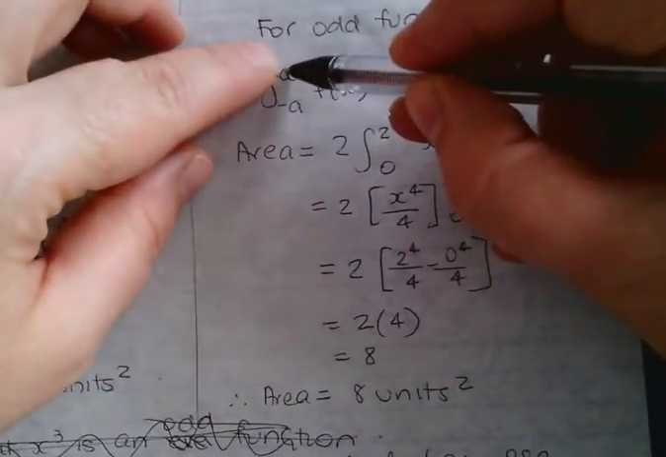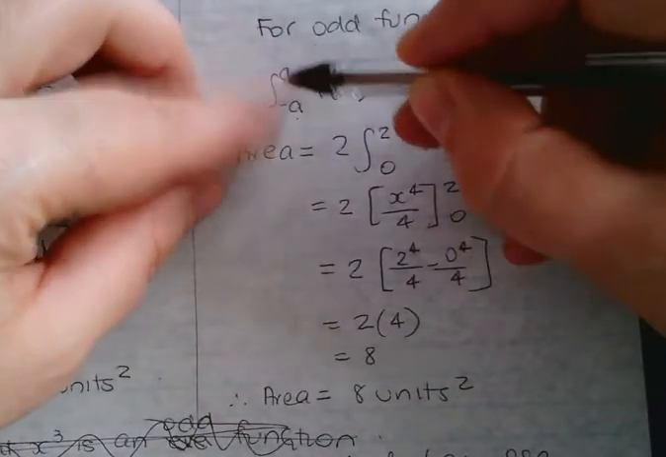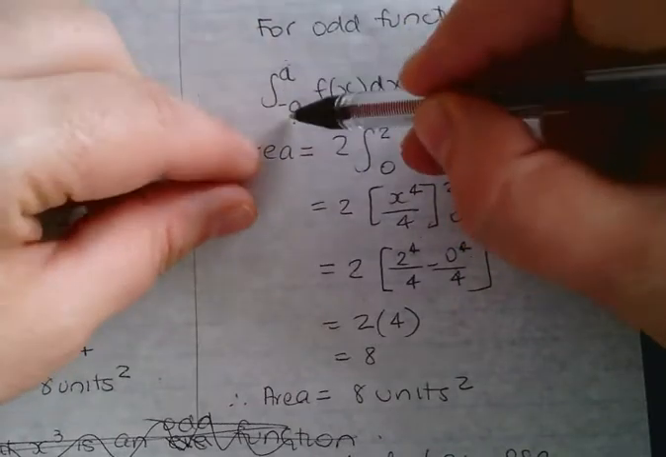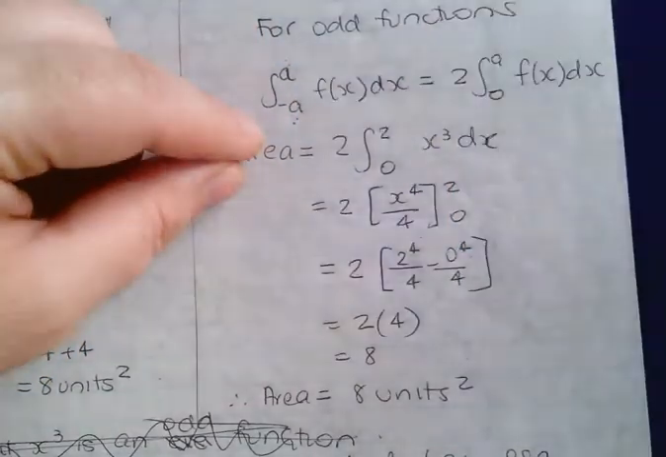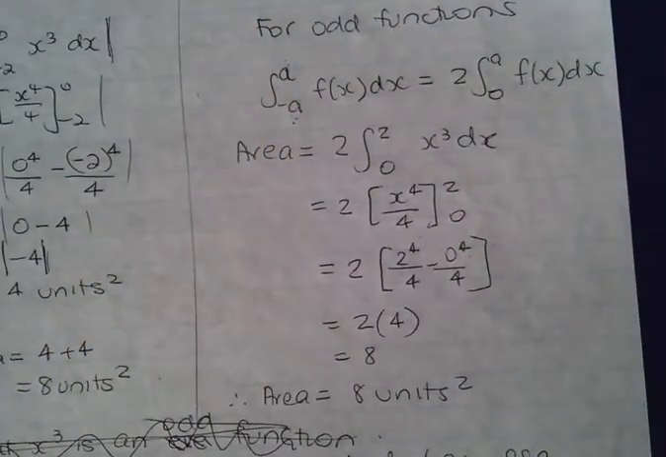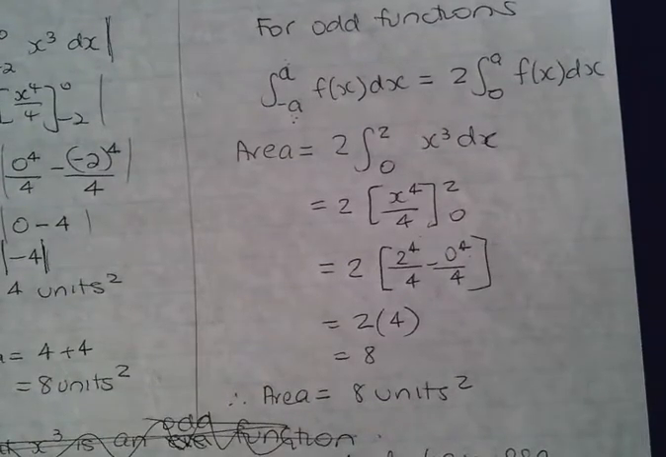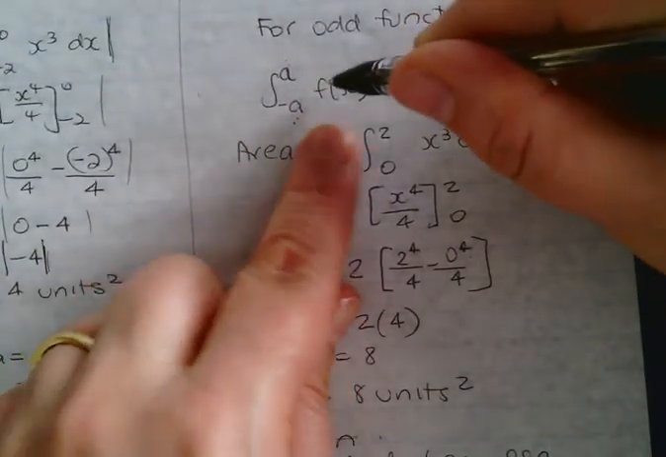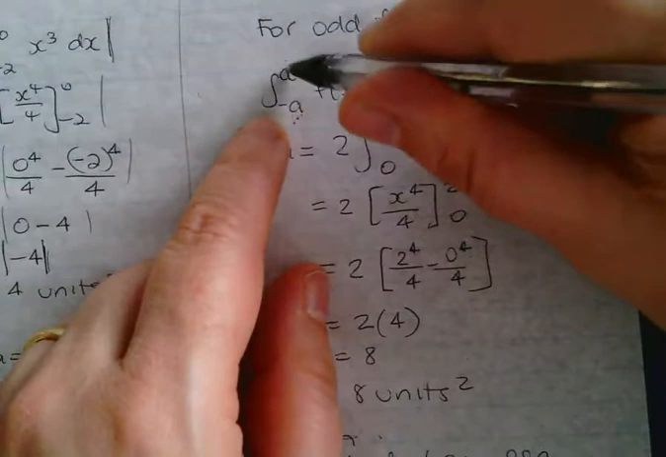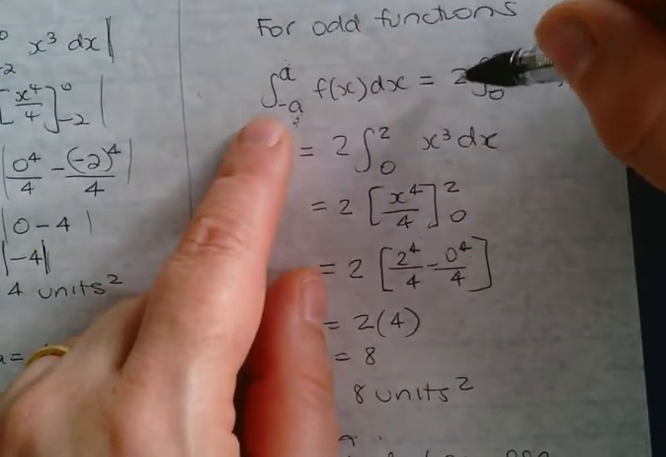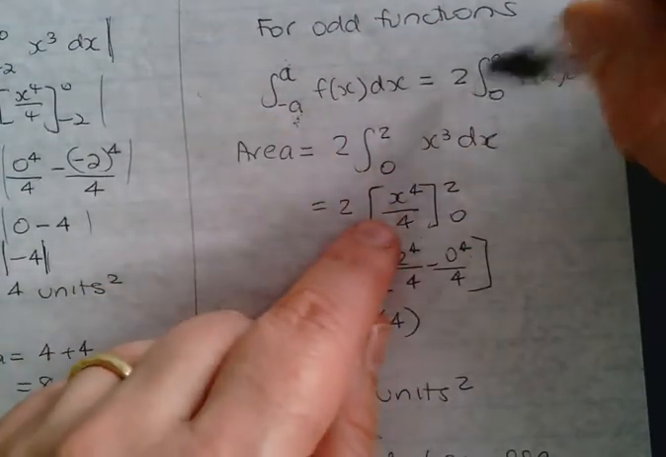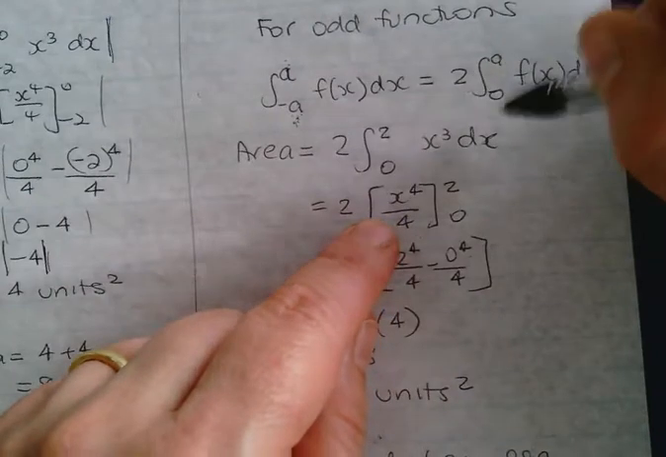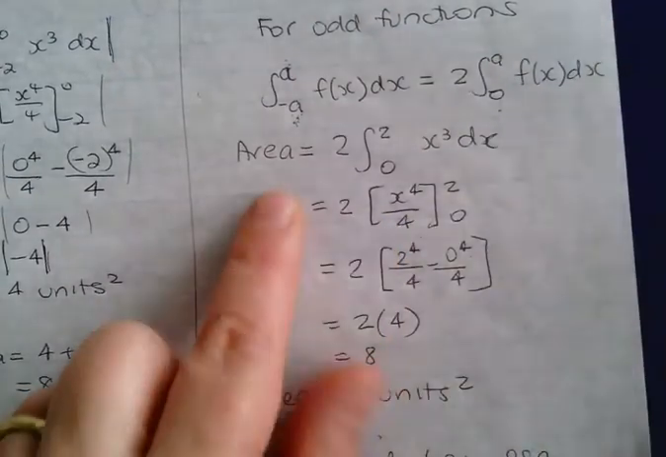For the integral from a to -a, so it would have to be like 3 to -3, 2 to -2, 1 to -1, for example. This works because these functions have point symmetry, 180-degree symmetry about the origin. Instead of doing from a to negative a, if you do that integral, you're going to get 0. If you want area, it'll be 2 times the integral from a to 0 of the function of x dx.